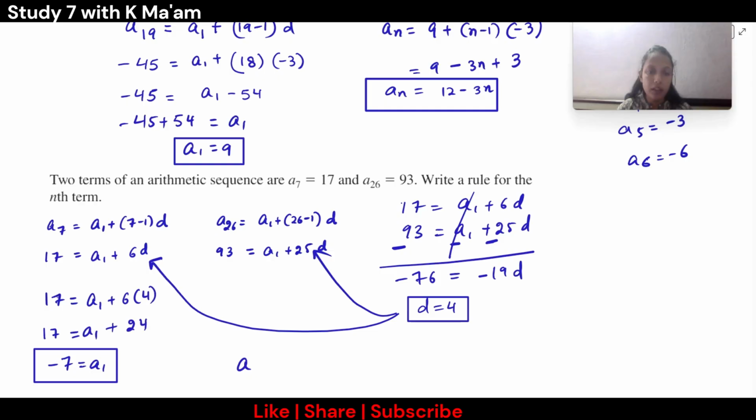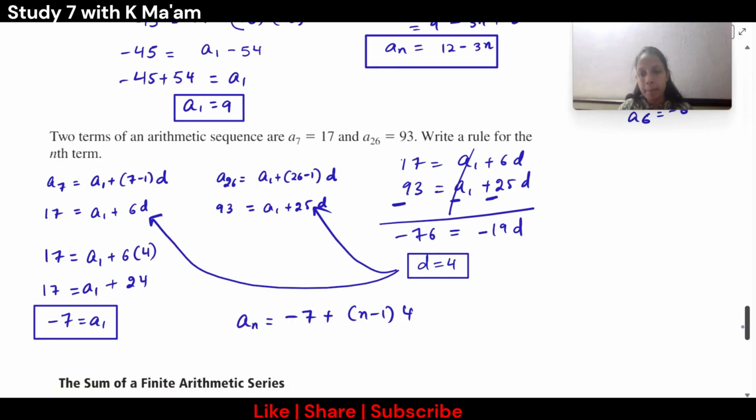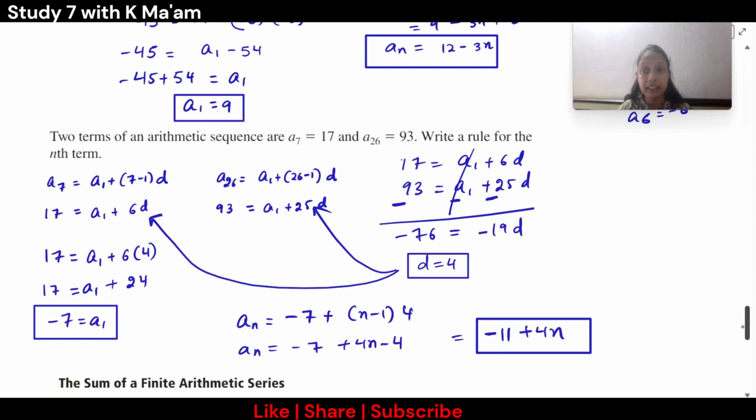D we already calculated. So what is the rule? The rule will be negative 7 plus n minus 1 times d. D is 4. Open the brackets: negative 7 plus 4n minus 4. Negative 7 and negative 4 make negative 11. So negative 11 plus 4n. This is the general form of this given arithmetic sequence. Okay. Next.